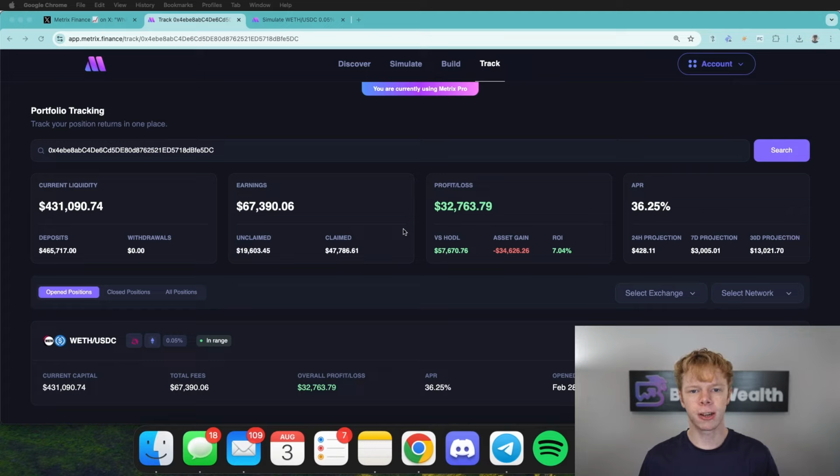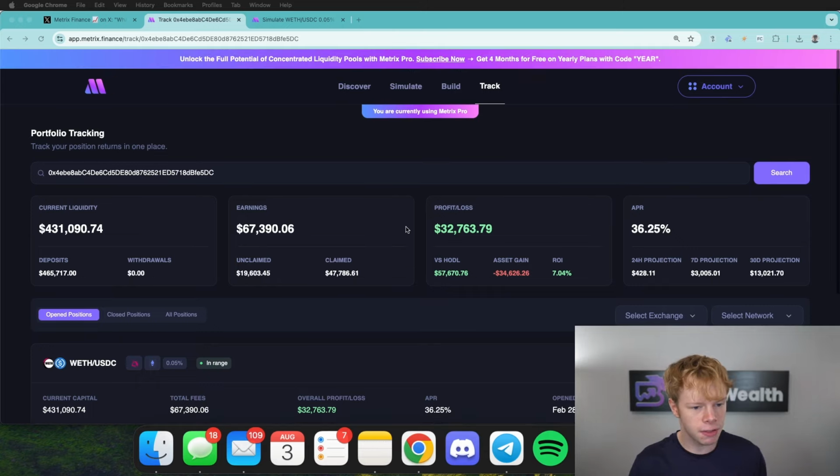I'm going to show you the best concentrated liquidity pool tracking software out there. I have not found a better tracking software that has the accuracy that this software has, along with the fact that I have not found a software that shows as much data as this software has for me. Now, this is obviously Metrix Finance and has become a crucial part of my analysis.